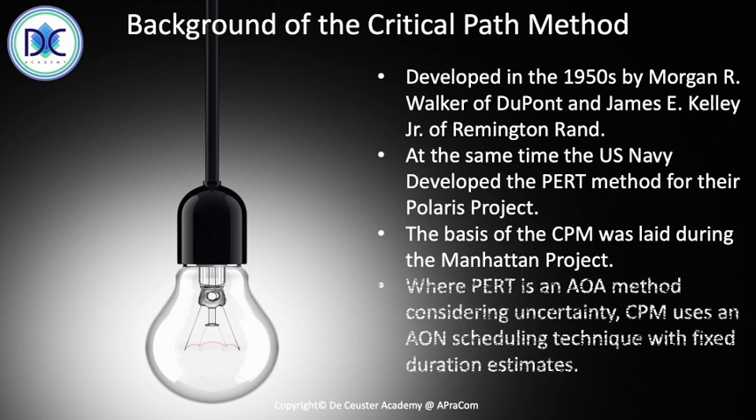When we look at the different elements, PERT is an AOA method, and it's considering uncertainty. The critical path method can use an AON scheduling technique or an AOA scheduling technique with fixed duration estimates. So we can use it for different types of scheduling methods. It doesn't have to be an activity on the arrow or an activity on the node.